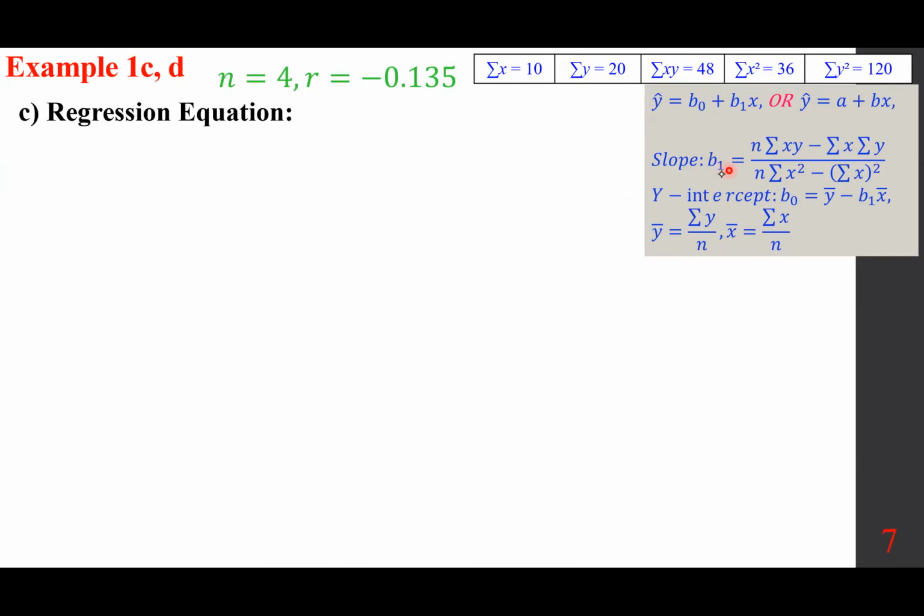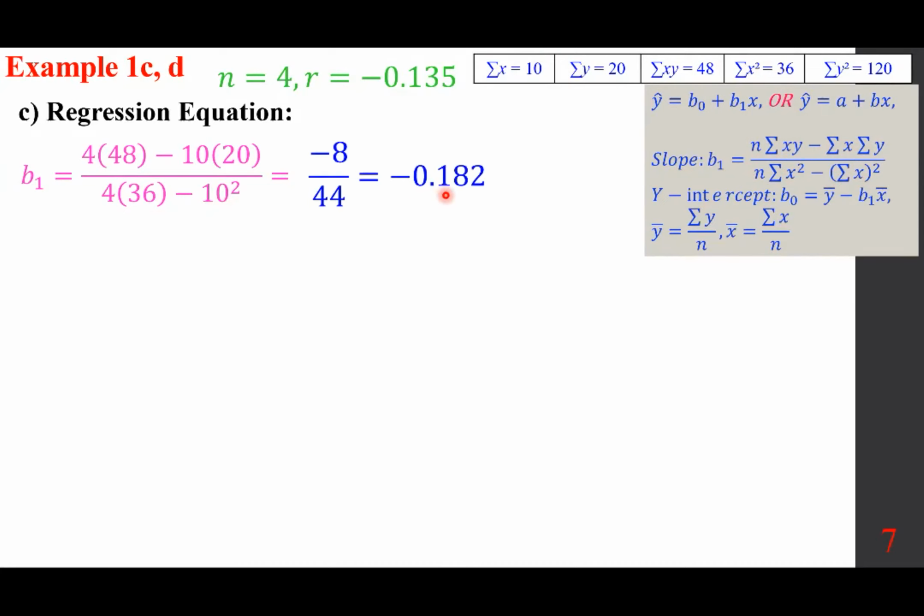Since we have done all of these calculations, and again, I picked it up from the previous page, n is 4, r is negative 0.135, and we have all those summations, we can use this formula. N is 4 times the summation of xy, which is 48, minus the summation of x times the summation of y, 10 times 20. Again, I'm using this formula. N again is 4, the summation of x squared is 36, minus the summation of x, which is 10, quantity squared. And when you do the math, you end up with negative 0.182.